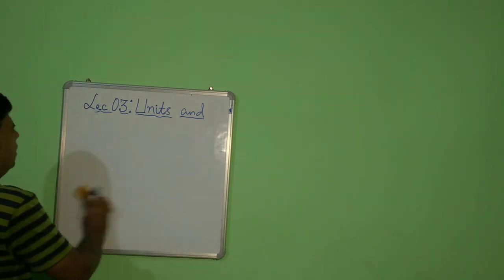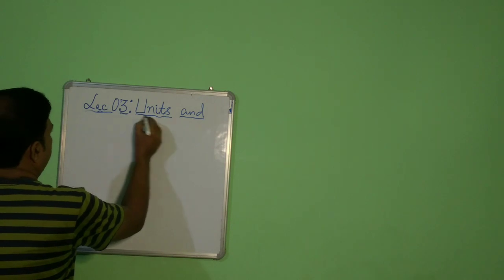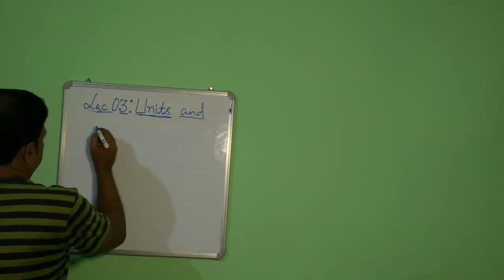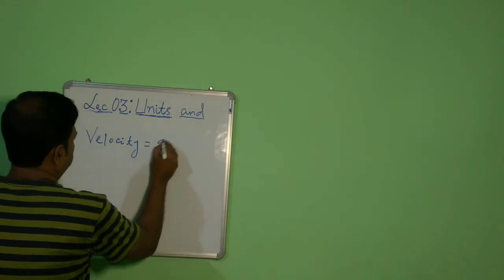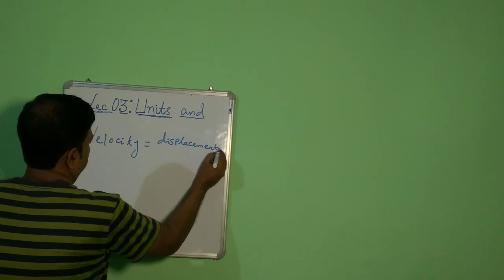And now we'll discuss how derived units are obtained from fundamental units under the SI system. Suppose velocity. Velocity is displacement upon time.